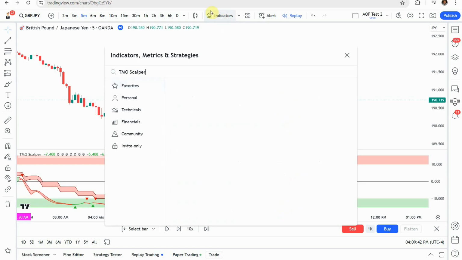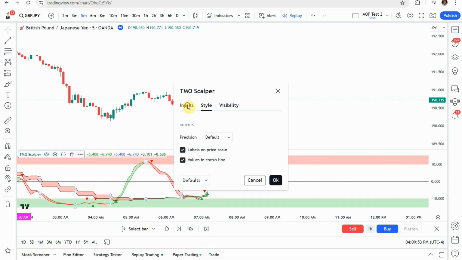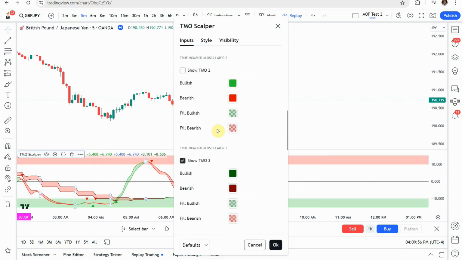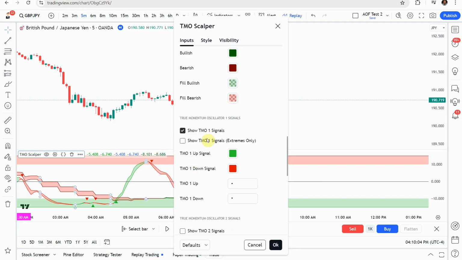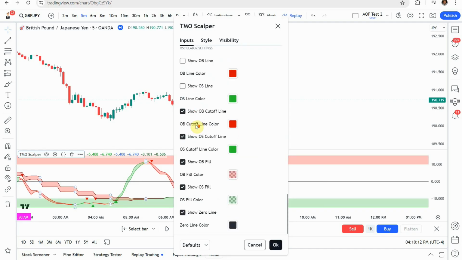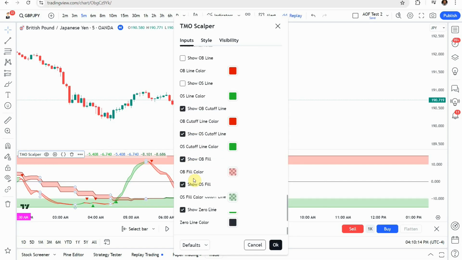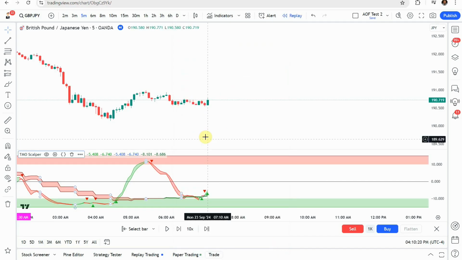And so the indicator we will be testing is the TMO scalper, this one right here. Go ahead and click on that and add it to the screen. And what we'll do is jump into the settings of this. And what I did was I turned off the show TMO2 right here. And then I scroll down and I turn off the show TMO1 signals and the show TMO2. And any of these here that might be checked, you can uncheck those. I don't think those were checked by default. And everything else will stay on the default setting.